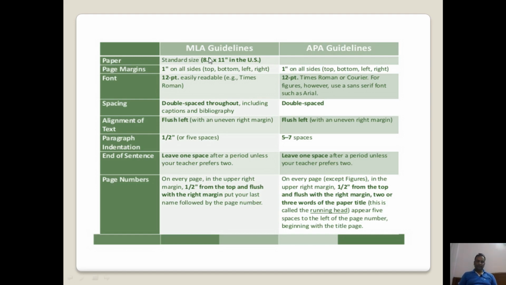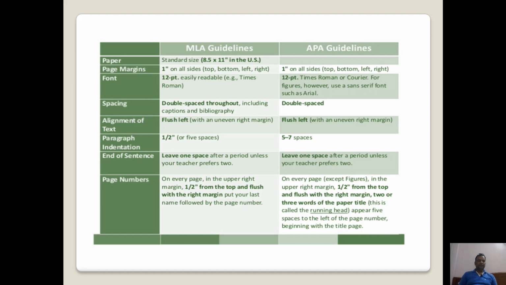Paper size, there is a comparison of MLA guidelines and APA guidelines. Paper size should be 8.5 by 11. It is used in the US actually, that is a standard size. Paper margins are 1 inch on all sides, top, bottom, left, right. The same is given in APA. Font size should be 12, and generally Times New Roman is used, and the same is used in APA. Sometimes Arial font is also used. So font size generally is 12 that you should keep.